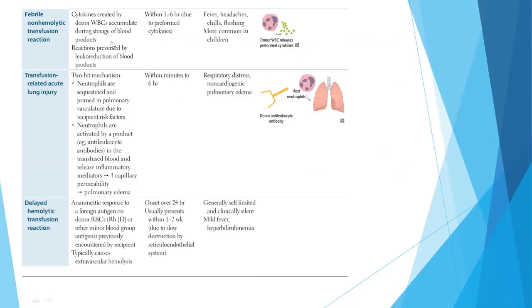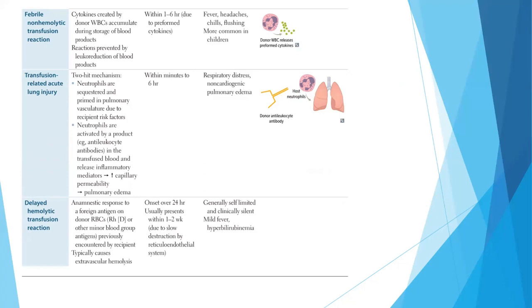Talking about a febrile non-hemolytic transfusion reaction, cytokines created by the donor WBCs accumulate during the storage of blood products. The reactions are prevented by the leukoreduction of blood products. It can occur within 1 to 6 hours, and the patient generally complains of fever, mostly fever.